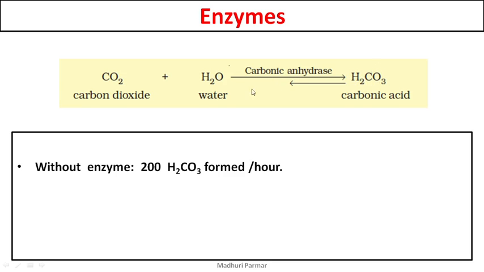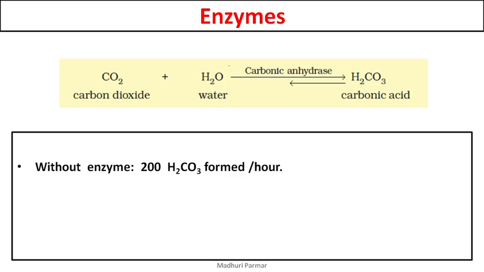And this reaction can go backwards as well. Carbonic acid can dissociate to form water and carbon dioxide, but this shorter arrow shows that it is slower than this forward reaction. Fine. So without enzyme, carbon dioxide plus water gives you carbonic acid. This whole reaction forms only 200 carbonic acid molecules per hour. So in 1 hour, you get only 200 H2CO3 molecules.